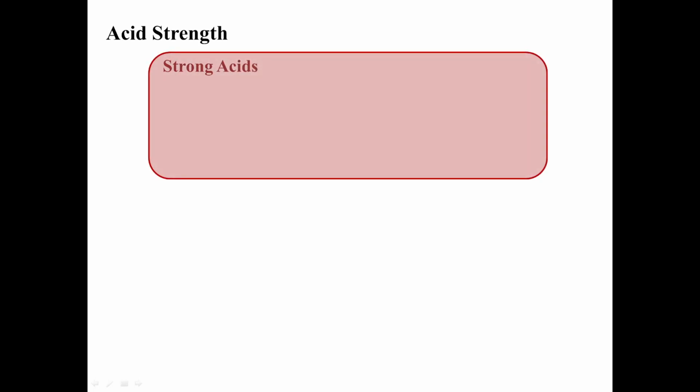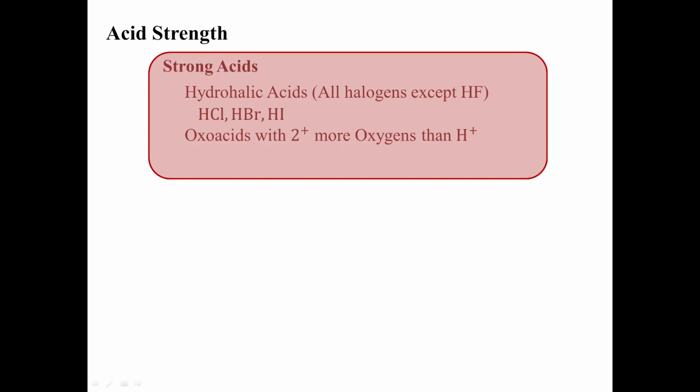So when looking at acid strength, we have what's normally defined as strong acids and weak acids. For the strong acids, a lot of times this can be characterized as being any hydrohalic acid, or a halogen with an H on it, with the exception of HF. Some examples of these would be HCl, HBr, or HI. Some other strong acids would be oxoacids that have two or more oxygens than hydrogens that can be ripped off, or protonated hydrogens. Examples of this would be HNO3, H2SO4, and HClO4, where you notice that we have at least two or more oxygens than the hydrogens.